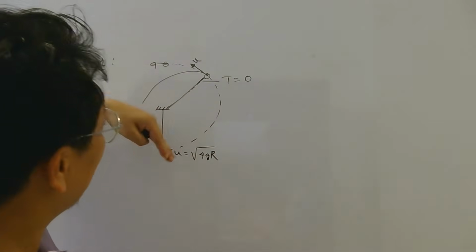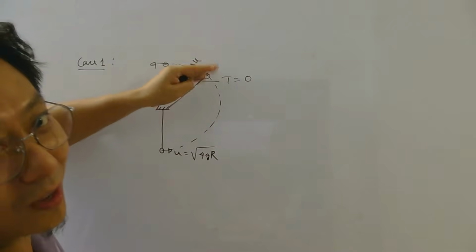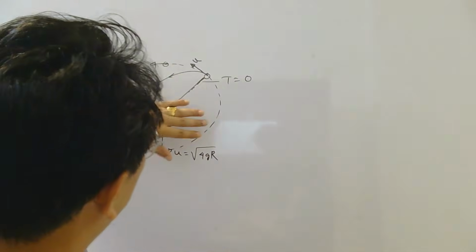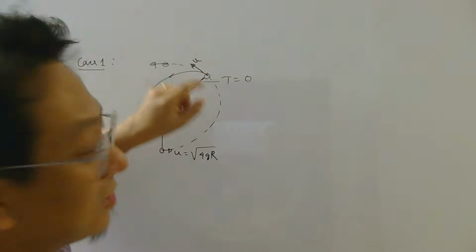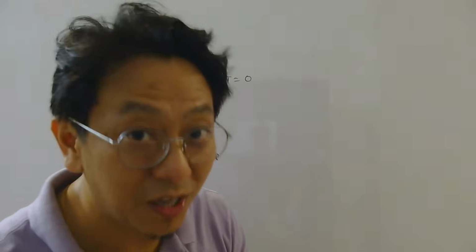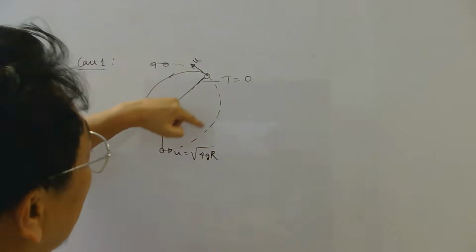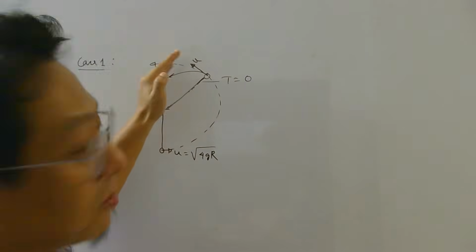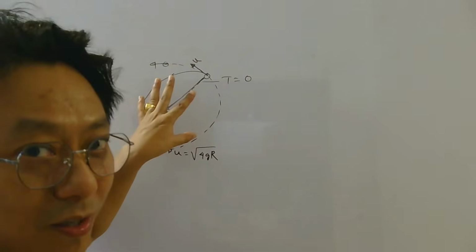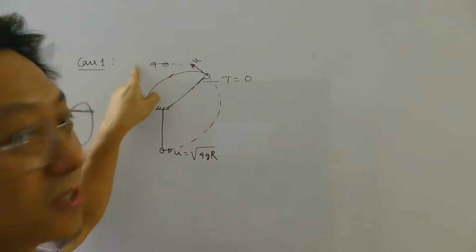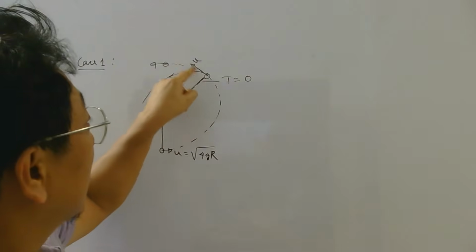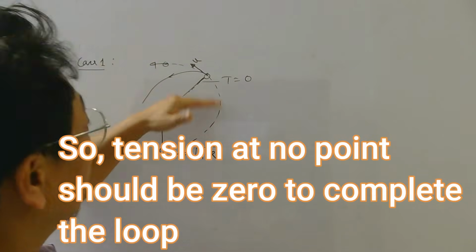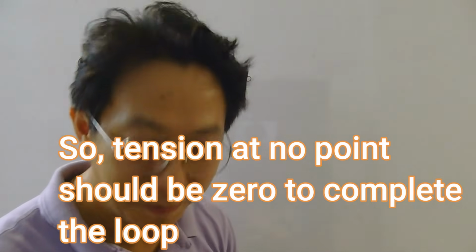In fact, what will happen? It will reach somewhere here and the string will become loose. So when our string is somewhere here, there is a chance that tension may be zero. So we need to check that no matter what, at any point, tension is not zero. If tension anywhere becomes zero, then our string will become loose and the body will leave the circular path. So it will not complete the circle. So we need to check the tension at no point is zero. Okay.